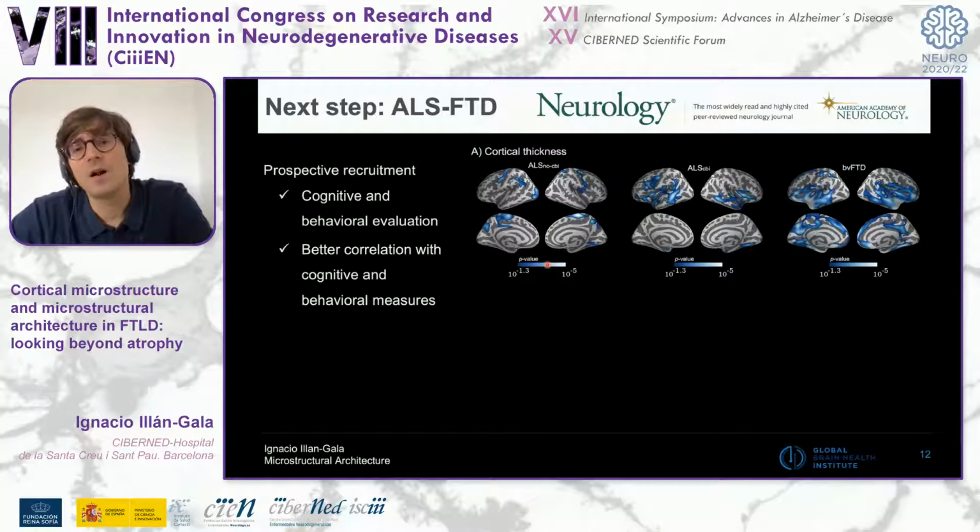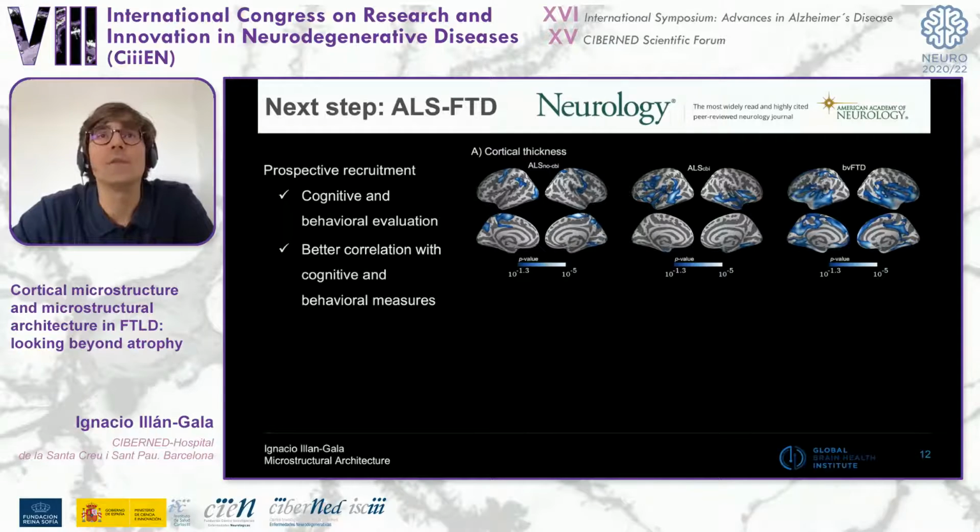In this paper that we published in the journal Neurology, we prospectively recruited patients within the ALS-FTD continuum. On the left, you see patients without cognitive or behavioral impairment. In the middle, patients with cognitive or behavioral impairment. And on the right, patients with full-blown frontotemporal dementia. Patients were assessed with the Spanish version of the ECAS, which is a cognitive test. ECAS means Edinburgh Cognitive and Behavioral ALS Screen, and it was gently provided by colleagues from the Carlos III Hospital in Madrid.